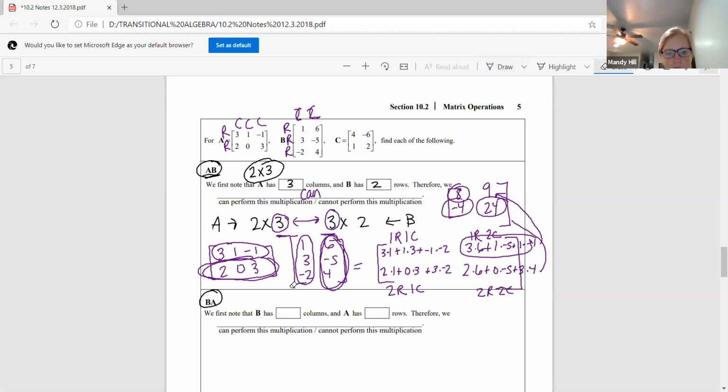Autumn, I'm so sorry, my brain's not working right now. B definitely has 2 columns. A has 2 rows. So let's go back up here. They said A has 3 columns and B has 2 rows. So when you look at this one, A is a 2 by 3, just like we said before, and B is a 3 by 2.